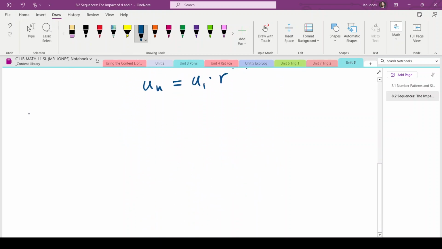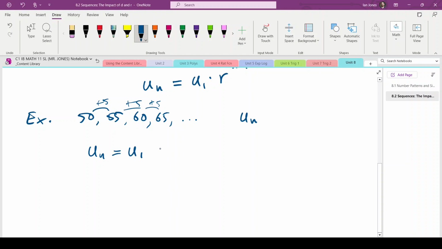Let's take an example. Let's suppose we have 50, 55, 60, 65, and so on, and we're asked to find the general term u_n. So the first thing that I notice here is that we're increasing by the same amount each time. We're adding 5 each time. And as soon as I notice that, I know that it's an arithmetic sequence. So I can write it out this way. And I look, what's the first term? Well, it's 50. What's the common difference? Well, it's 5. n, of course, is the term number. So there we have it.